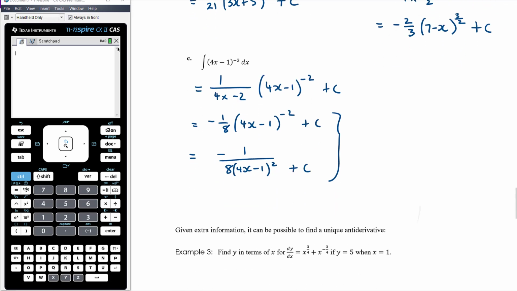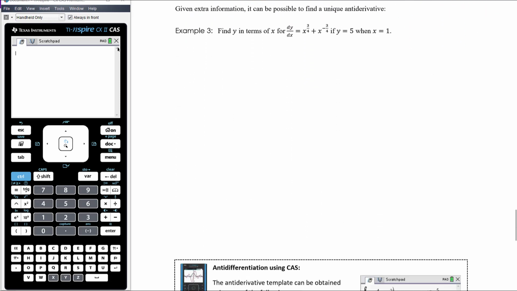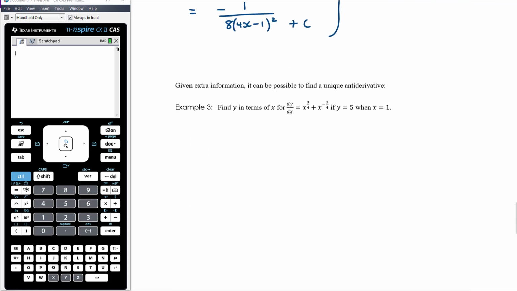Okay, last thing before we leave it for today is, given extra information, it can be possible to find a unique antiderivative, so to actually calculate that C value. So in example 3, we want to find y in terms of x if dy dx is equal to x to the power of 3/4 plus x to the power of negative 3/4, and if y equals 5 when x equals 1.